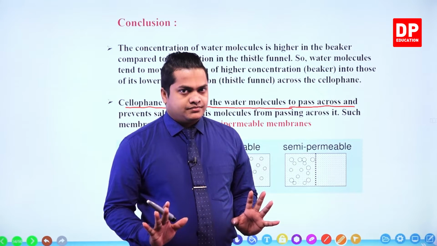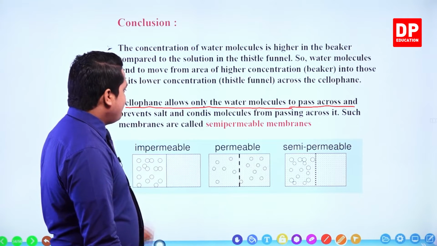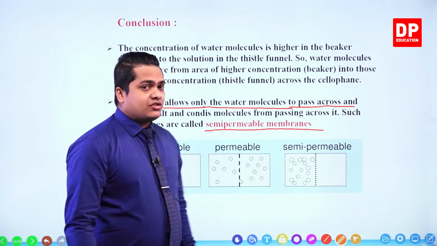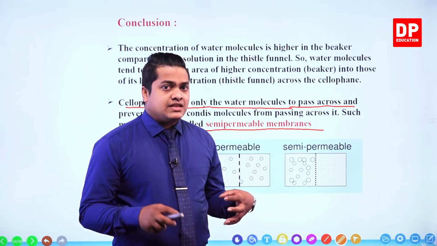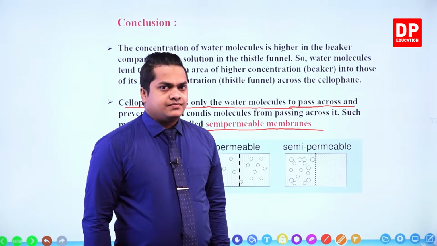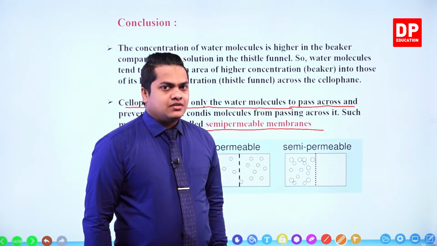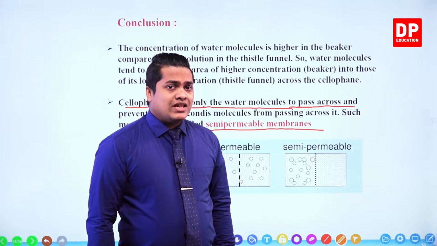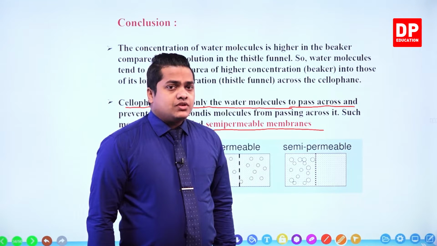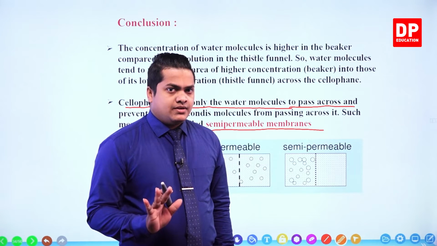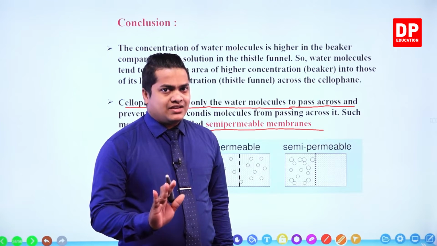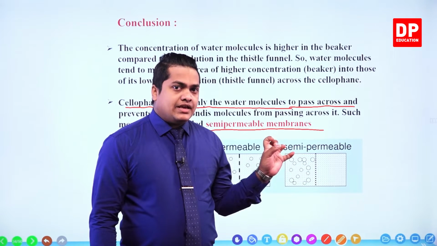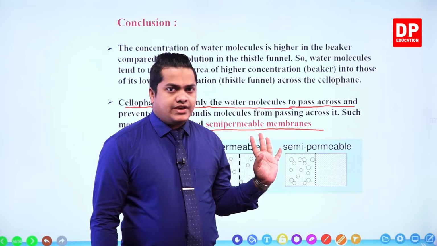That's it. So here, such membranes are called semi-permeable membranes. Now my dear children, these membranes are referred to as semi-permeable membranes. Semi-permeable membrane means it is a special kind of membrane or layer that allows only selected particles to pass. Only selected particles. Now within this activity, the cellophane layer allows only water particles to pass.